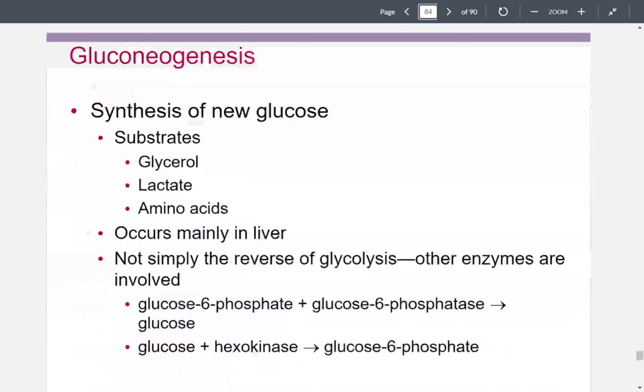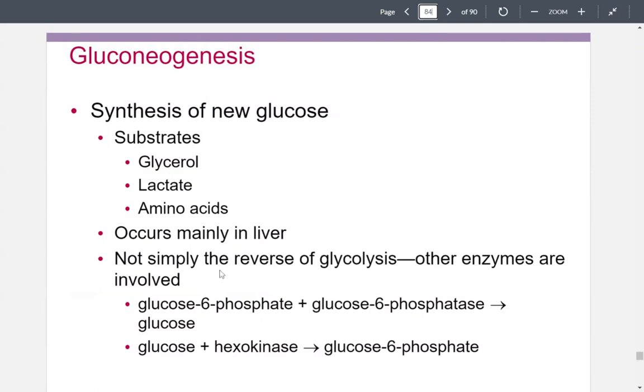Gluconeogenesis. This is going to convert glycerol, lactate, and certain amino acid chunks into glucose. Again, mainly going to occur in the liver. This is why the liver is heavily taxed if you're on something like a keto diet. It is working hard. This is why your liver is also heavily taxed if you do any strenuous workouts, because of that lactate.